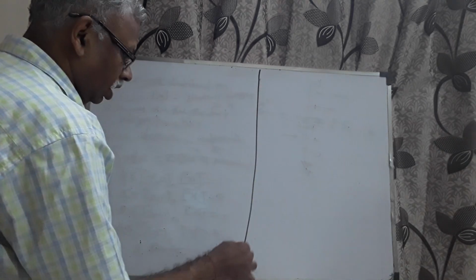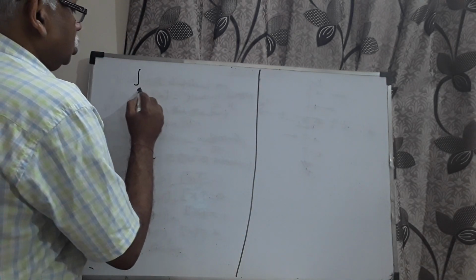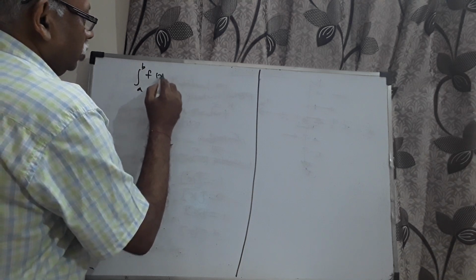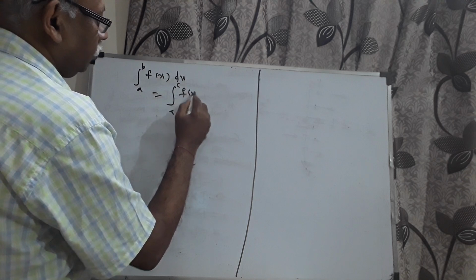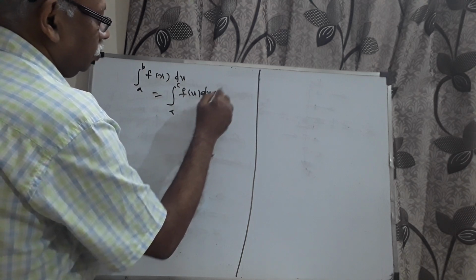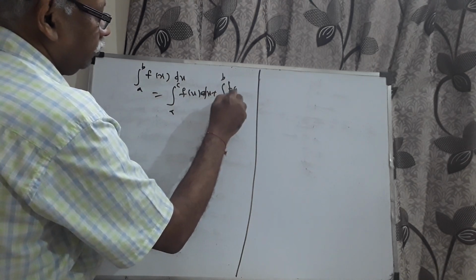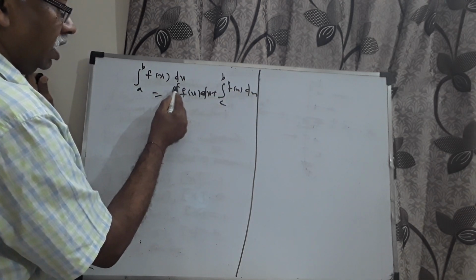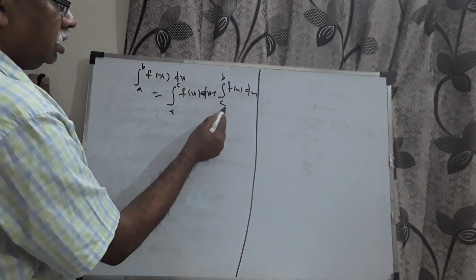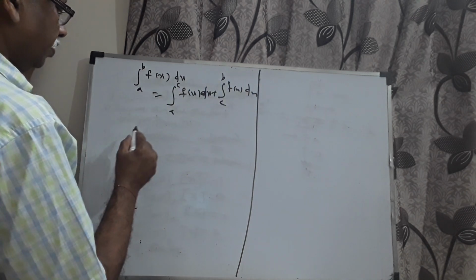Just listen carefully. The next integral result: integral a to b f of x dx is equal to integral a to c f of x dx plus integral c to b f of x dx. That is, if I interchange the upper limit with c, it is the same as adding integral c to b f of x dx. That is the meaning.